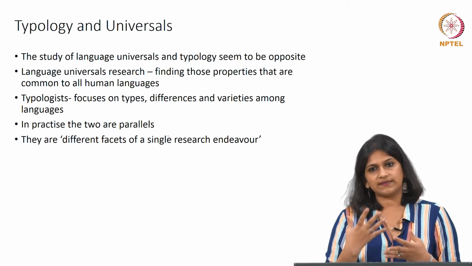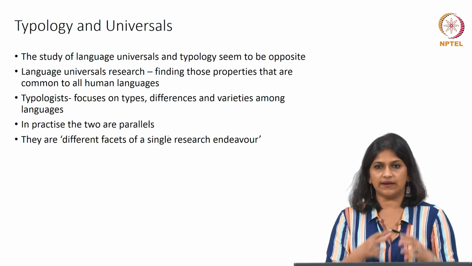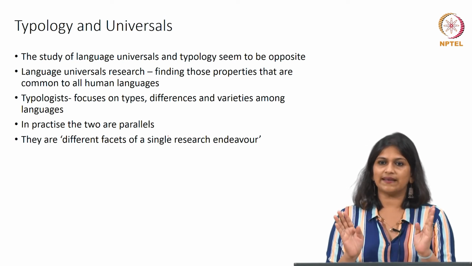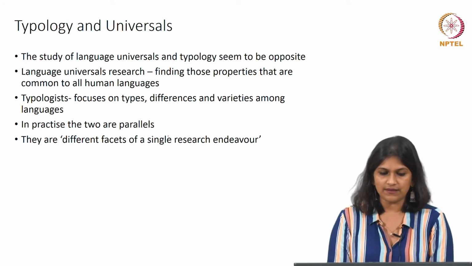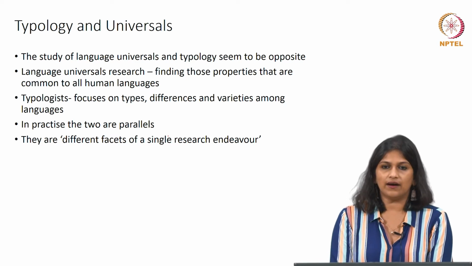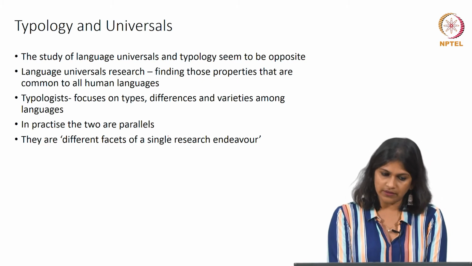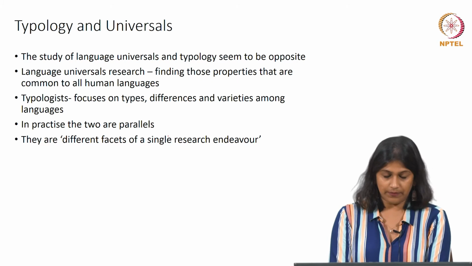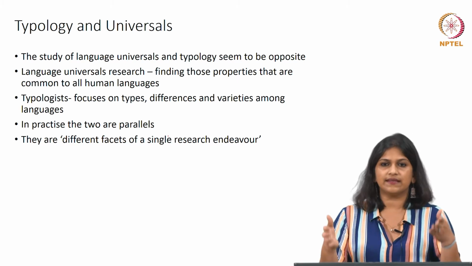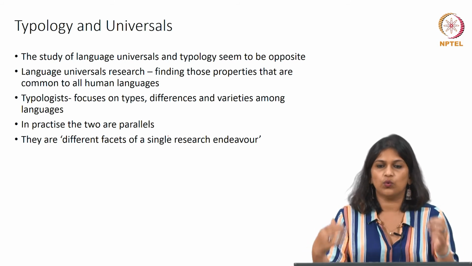On the other hand, one of the major scopes of typology is to highlight the differences, so that we can keep different languages in different types. So, on the surface it looks different, but actually it is not. So, let us look at a few points that I have listed here. They seem to be opposite, but they are not. Why? What happens in language universal research? They find properties that are common to all human languages, but in typologist literature you would find out differences and varieties. However, in practice these are actually two parallels. Instead of calling them opposites, we should call them parallels with a common goal.